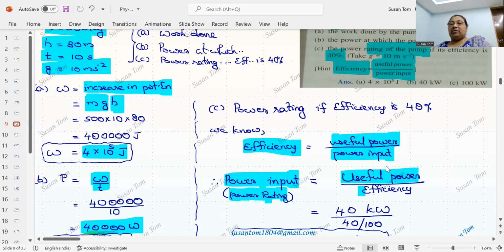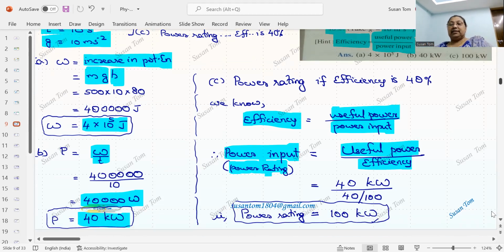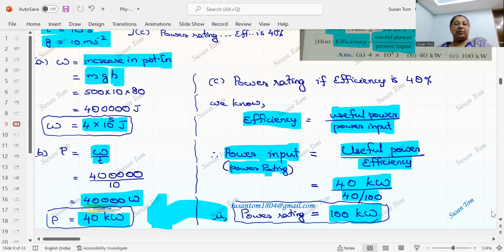Equal to useful power over efficiency. Useful power is what you have calculated in the second part, B part, power 40 kilowatt. 40 kilowatt over 40% efficiency, that is 40 by 100, the 100 goes on the top, 40 and 40 get cancelled, you get 100 kilowatt. Which means when you bought this as fresh, it was having a power rating of 100 kilowatt, but now it is showing only 40 kilowatt. That is what we obtained in the B part, the power. Okay, move on.